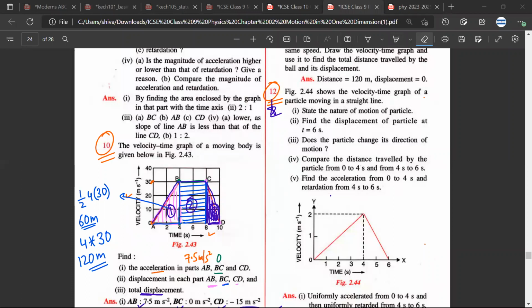So, question 12. It shows a velocity time graph of a particle moving in a straight line. State the nature of the motion of the particle. Let me skip this part first, because I want to analyze the situation and then I'll comment on the nature of the motion of the particle. So, find the displacement of the particle at t equal to 6 seconds.